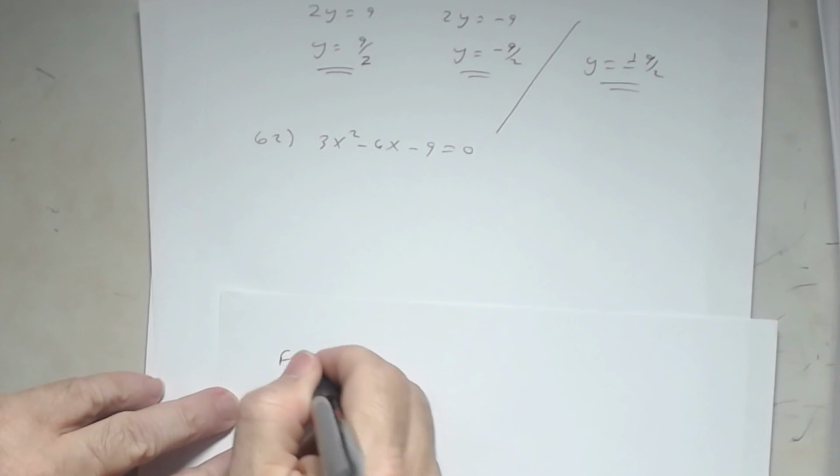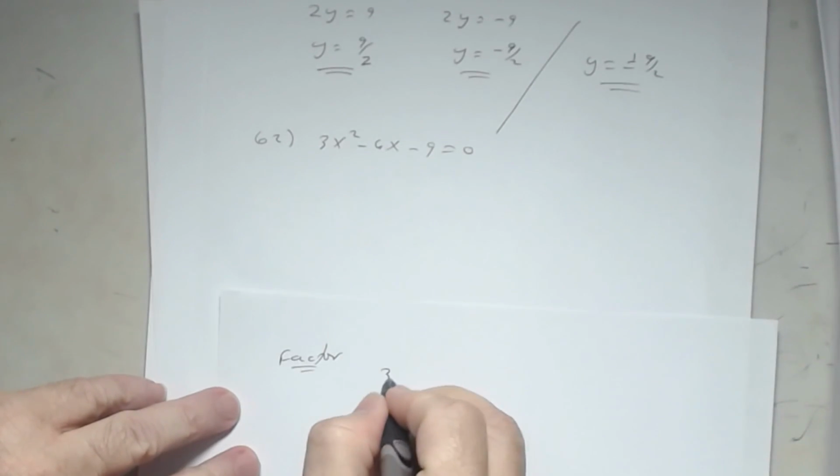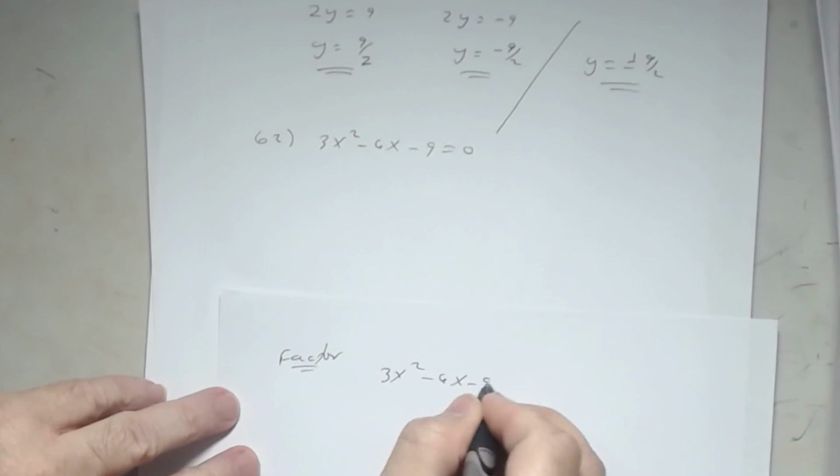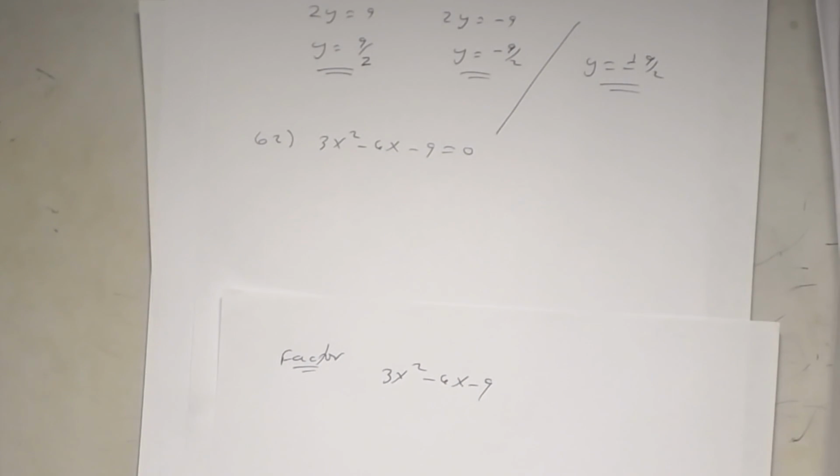What if on the third test it said factor? Then you gotta do GCF. Remember, factoring, that's not an equation. It just said factor. So the first thing you gotta do is the GCF. So you would have to take out a 3. It'll be 3 times x squared minus 2x minus 3.